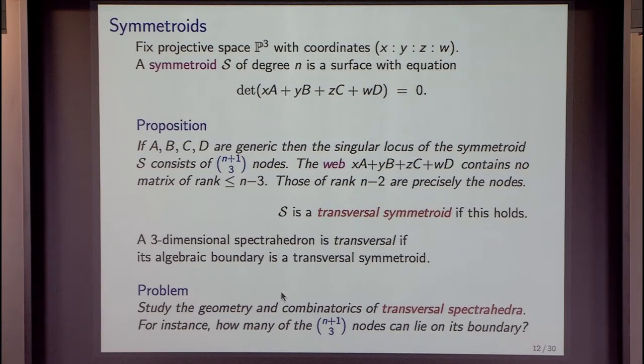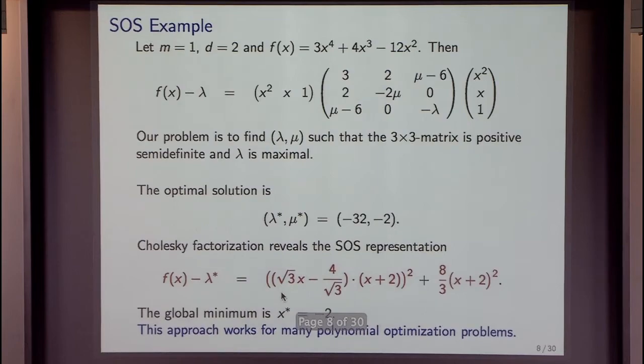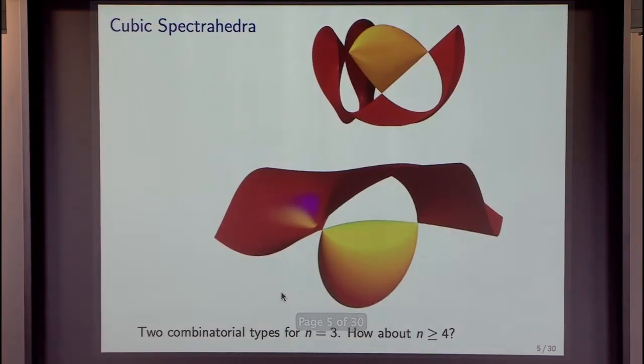Okay. So we know for cubic spectrahedra, that's either the samosa with 4 nodes or the gumdrop with 2 nodes. Okay, so what about the next case? So the one with 2 nodes, is it also transversal? Yes, they're both transversal. Okay, so here we're taking the 6-dimensional cone of positive semi-definite 3x3 matrices.